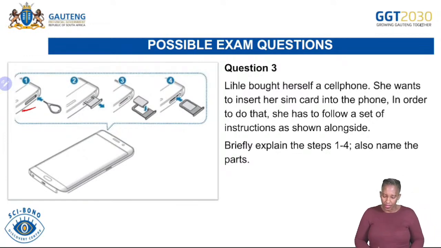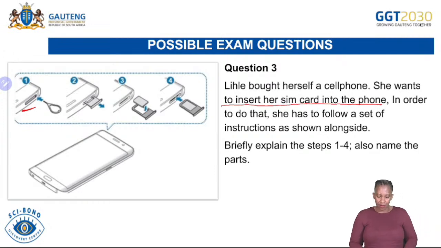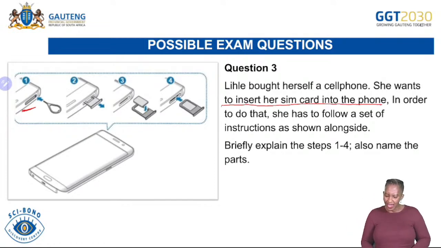You have to follow. It says Lihle bought herself a cell phone. She wants to insert her SIM card into the phone. This is what Lihle wants to do now. In order to do that, she has to follow the instructions as shown alongside. Now it says, briefly explain steps number 1 to 4. Also name the parts where these steps are.